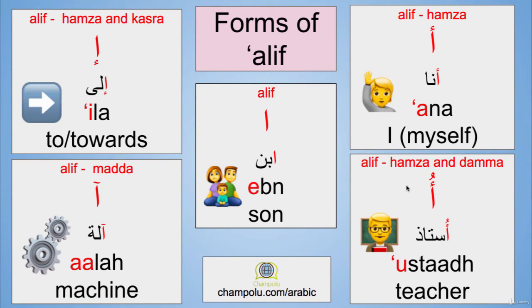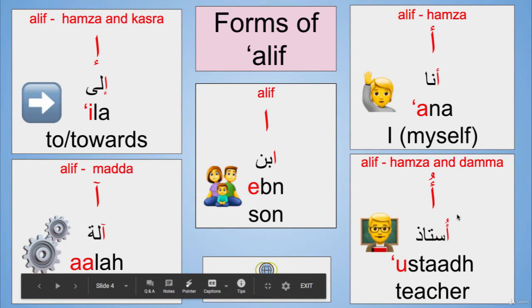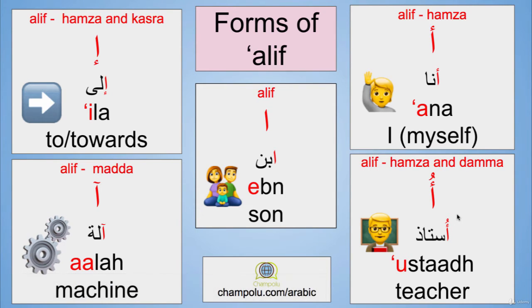You can also combine other diacritics to give different sound when you have alif with hamza. So when you have what is known as dhamma, which is this character here, you'll find that it gives the o sound. So for a word like this one, ustad, meaning teacher, you'll find that it starts with alif, with hamza, and also with dhamma. So this is very important to know.